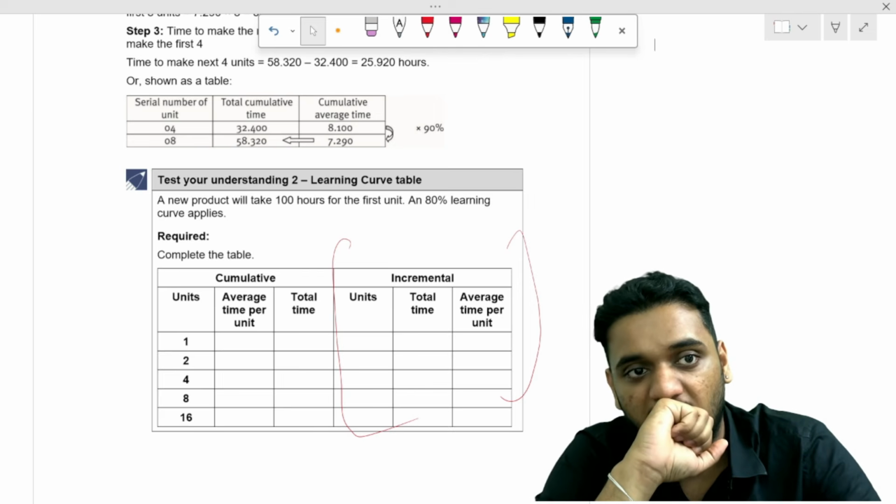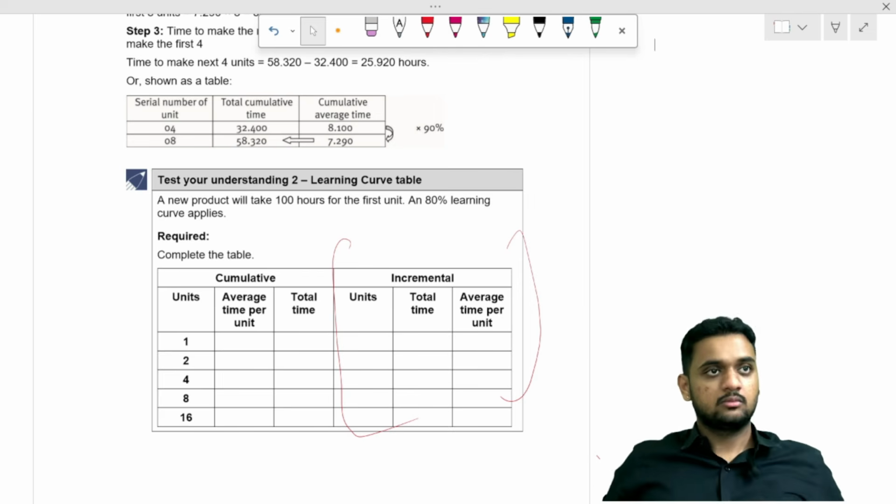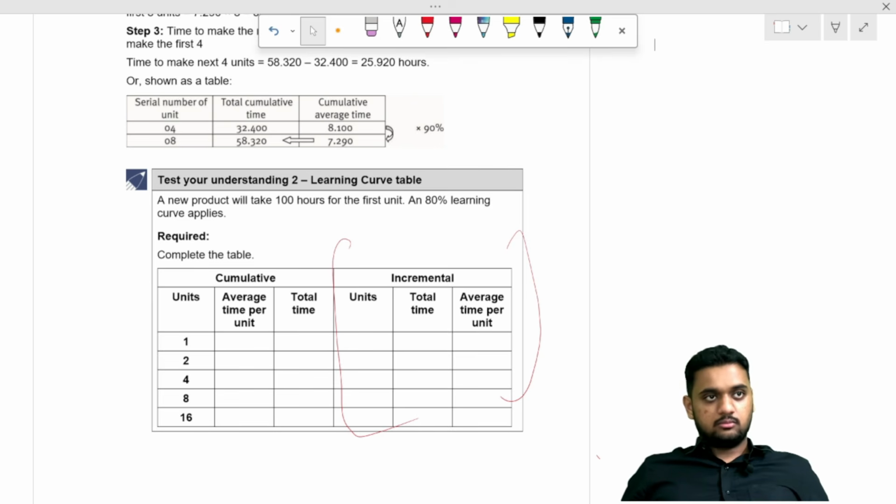So the 100 is the time taken for the first unit. They are asking for the total time, the cumulative time, only for the specific units. For 8 units, what will be the total time? For 4 units, what will be the total time? For 16 units, what will be the total time? You have to find out. What is the first thing? For unit 1, what will happen? 100. Average will be 100, total also will be 100.